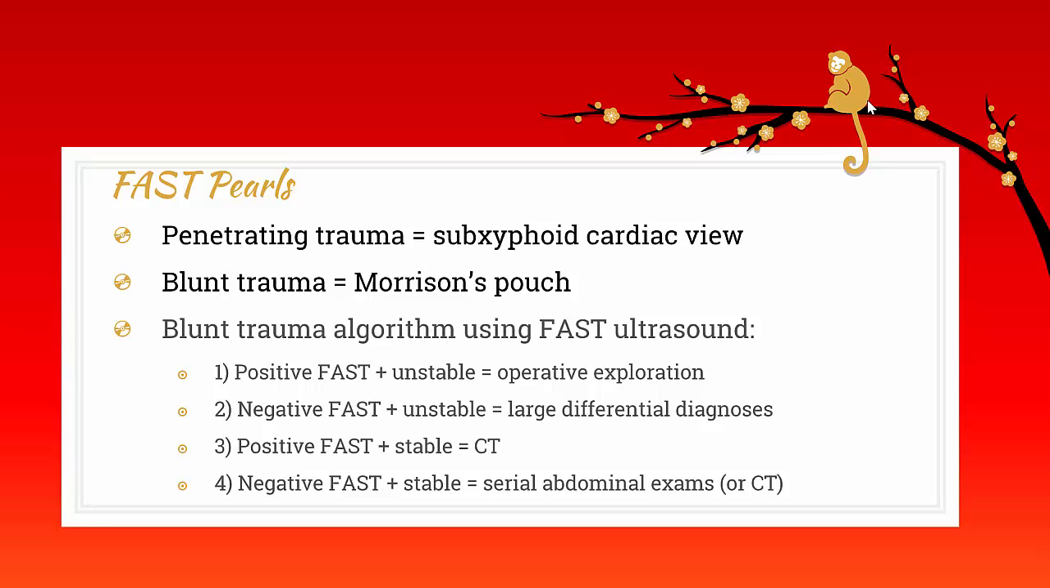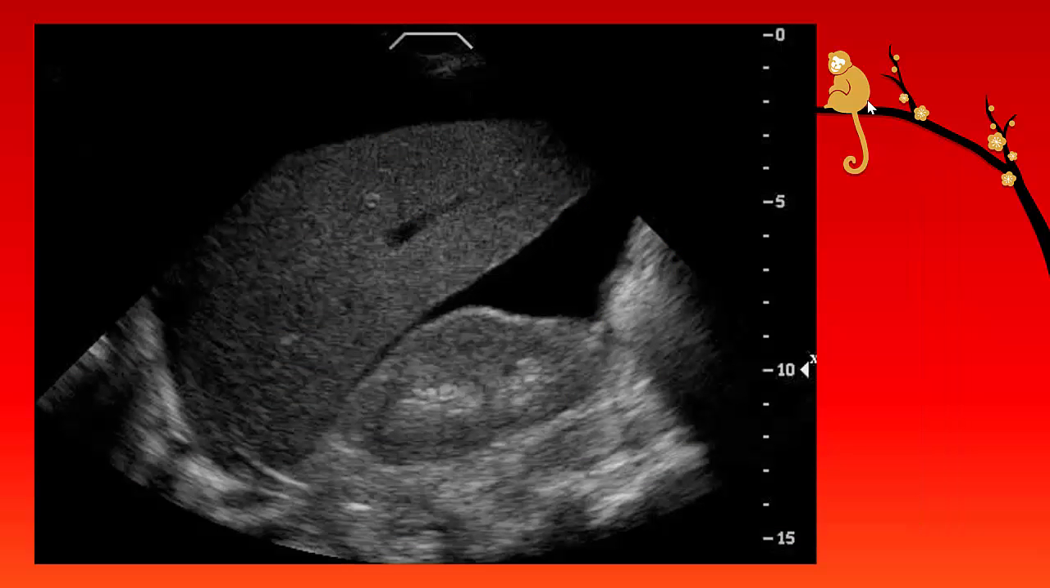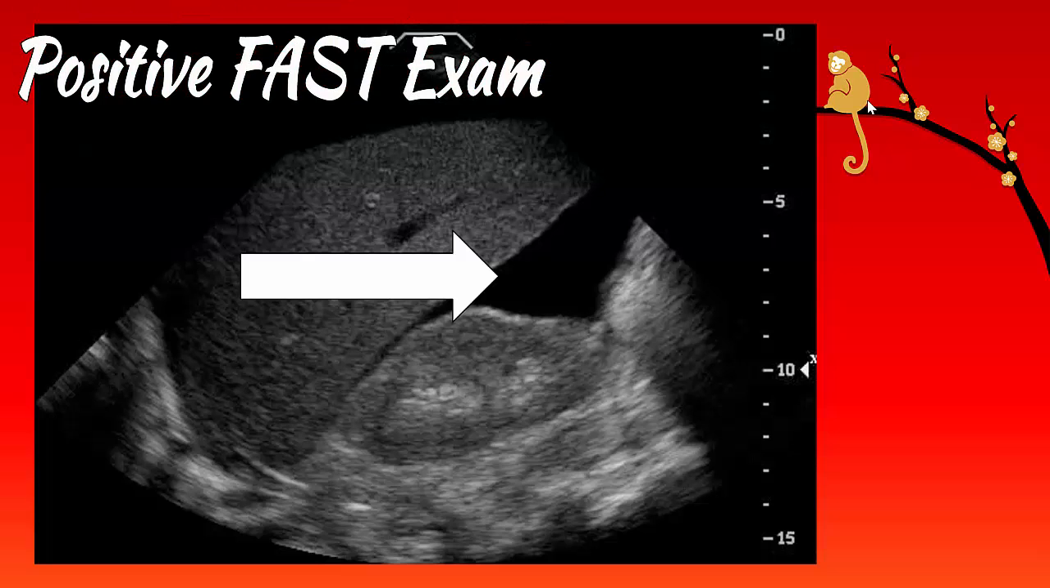Now, if you have a negative FAST exam and a stable patient, you have a couple of options. Serial abdominal examination is a perfectly viable choice. Or if CT is your only answer, then potentially CT scan based on what's found on the rest of the physical exam. Now let's look at some images. So here we have an example of our Morrison's pouch. You have the liver in the superior portion there with the kidney below and a large thick stripe suggesting free fluid, which of course, if you're doing a FAST exam and you have trauma, this is a positive FAST exam.